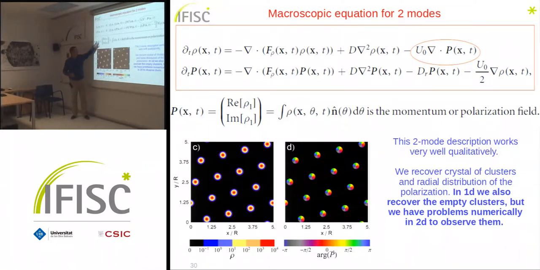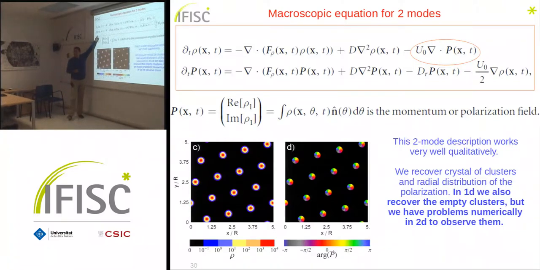These are simulations of these two equations. In one dimension, we even obtain the emptiness of the clusters. In two dimensions, no, I don't know why. Jean-Baptiste had problems with the numerical diffusion, I don't know. We could not find the empty clusters in two dimensions. In one dimension, yes, without problems.